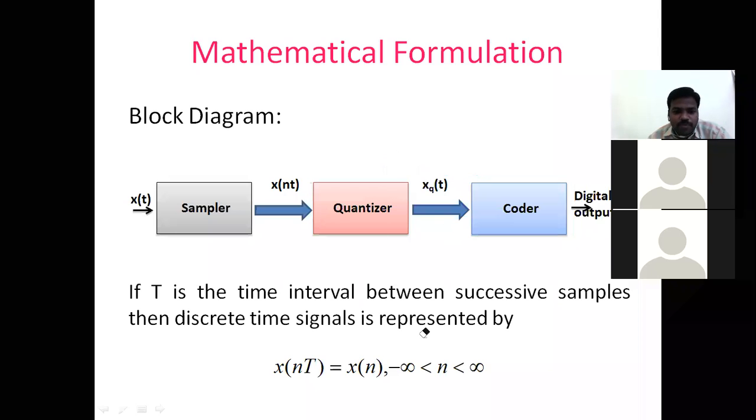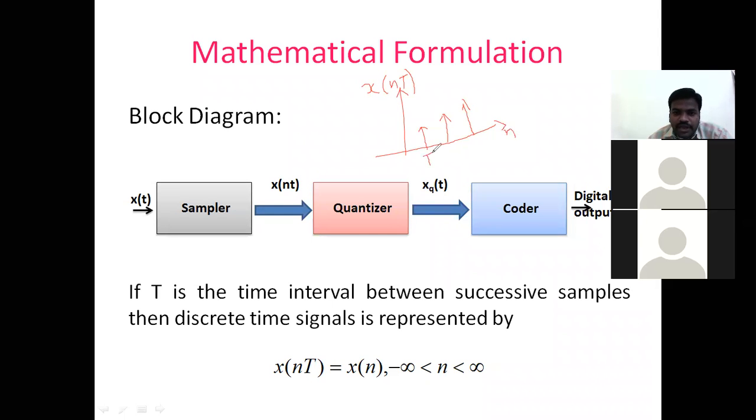Now this is the basic block diagram of the sampling process. Now see here, I have marked a very important point: if capital T is the time interval between the successive samples. I forgot to draw the samples here. Always the samples are represented with an arrow like this. So this is x of nT, this is x of n into capital T.